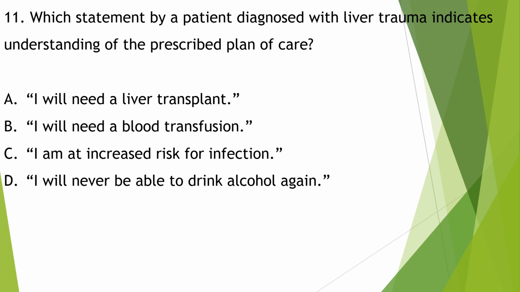The liver is a highly vascular organ. Traumatic injuries to the liver include lacerations, contusions, and hematomas. Patients require fluid resuscitation, frequent hemoglobin monitoring, and the possibility of blood transfusion. So the patient needs to say, I will need a blood transfusion.